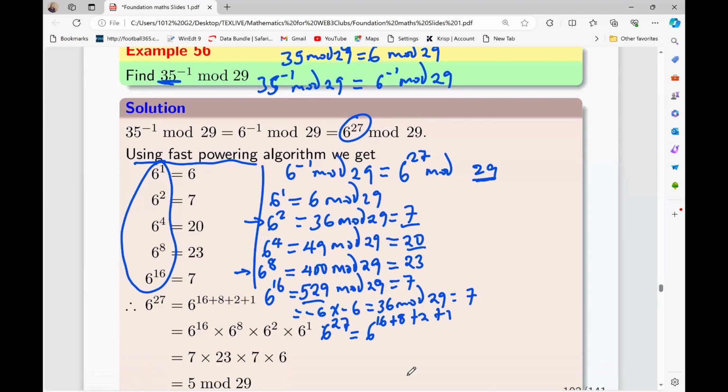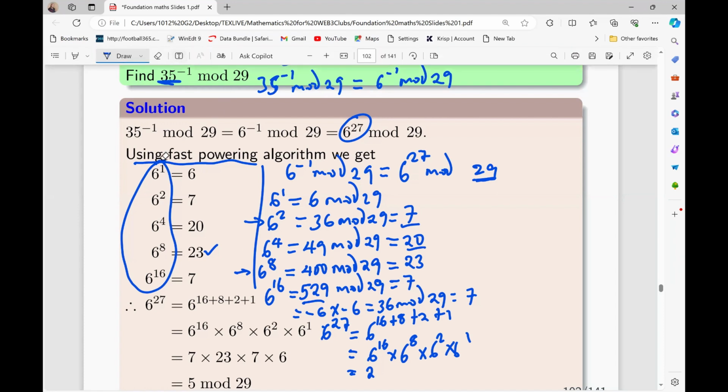The law of indices says that we can rewrite it as 6 raised to 16 times 6 raised to 8 times 6 raised to 2 times 6 raised to 1. But what is 6 raised to 8? It is 23. Or 6 raised to 16 is what I want. Just a minute, let me clear this so that I can see.